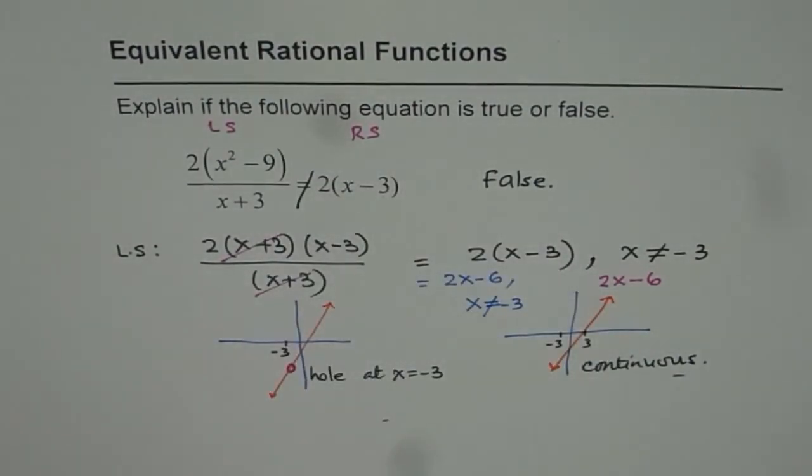The main difference is in the domain of the function. Here the domain is all real numbers, right? Here the domain has a restriction. It cannot be minus 3. So that makes a huge difference. I hope you appreciate it.